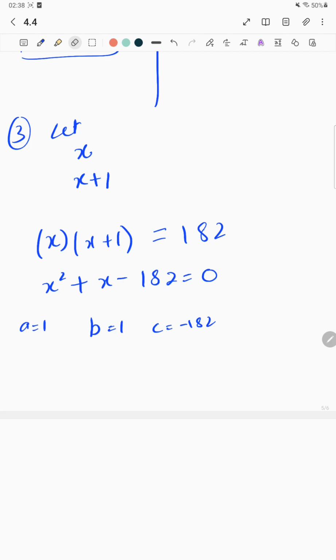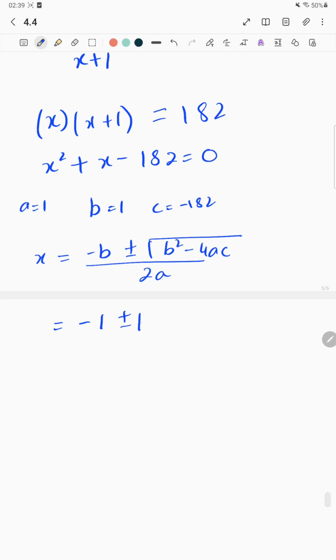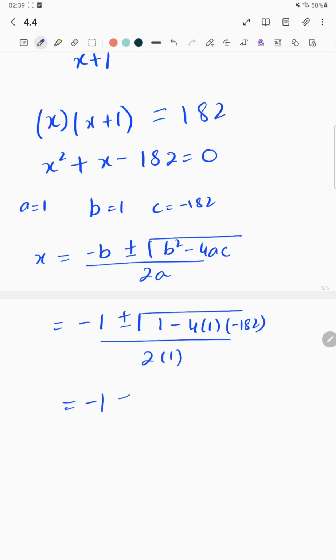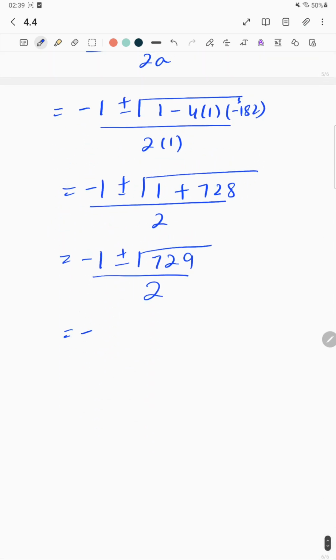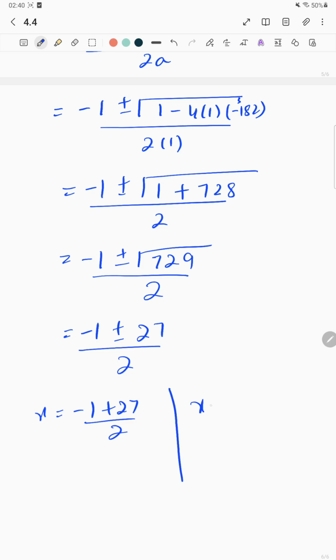So using the quadratic formula, x is equal to minus b plus minus the square root of b square minus 4ac, divided by 2a. So it's minus 1 plus minus the square root of 1 plus 4 times 182, over 2. So it's minus 1 plus minus the square root of 729 over 2, which is minus 1 plus minus 27 over 2. So x is equal to minus 1 plus 27 over 2, or x is equal to minus 1 minus 27 over 2. So it's 26 over 2.